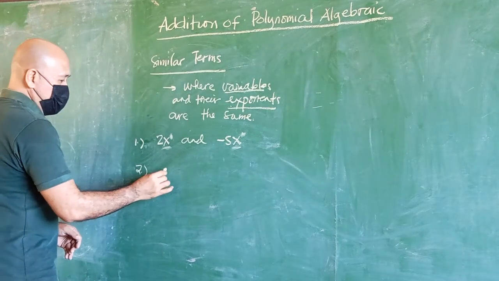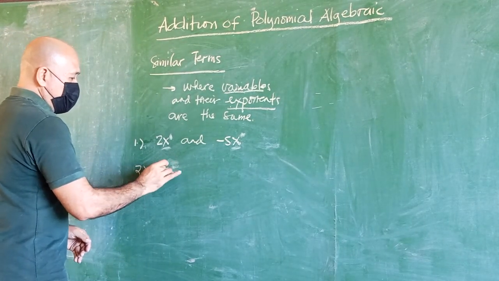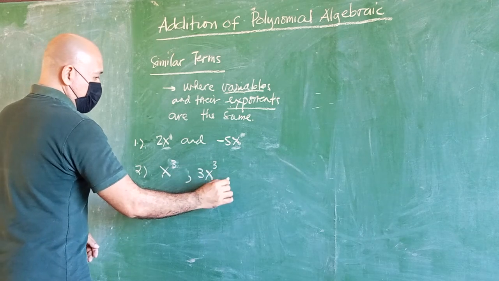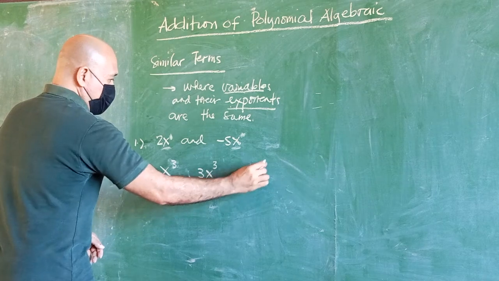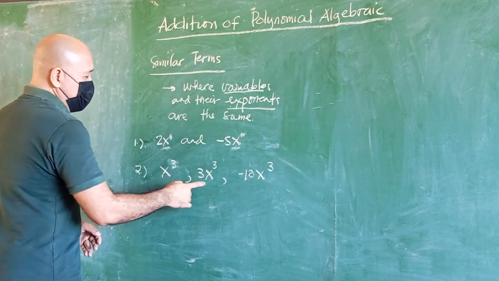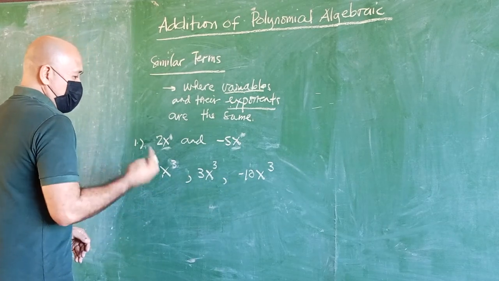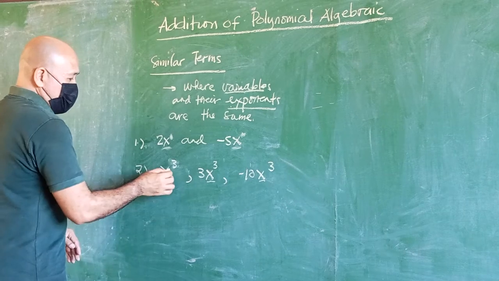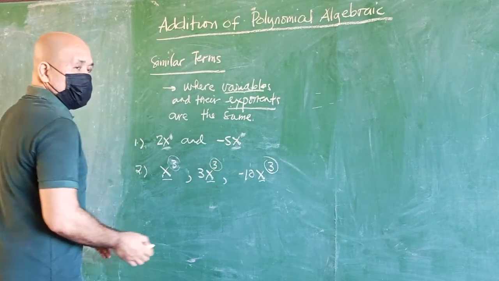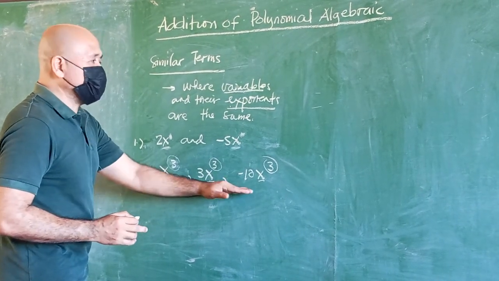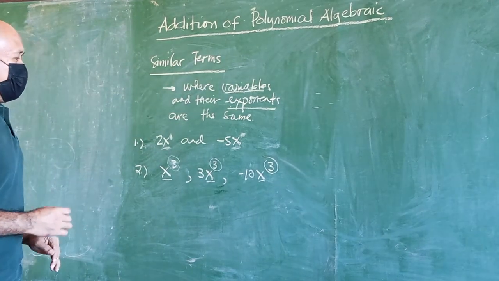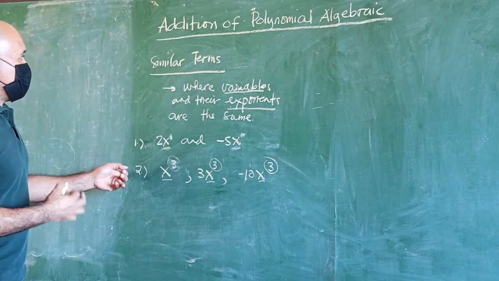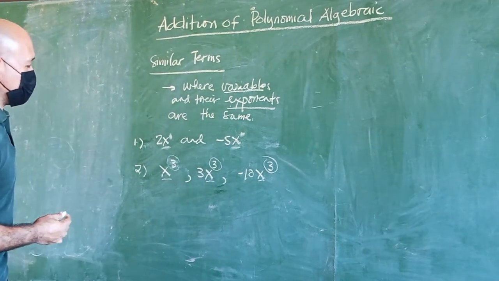Another one, you have x cubed, and 3x cubed, and perhaps another one, negative 10x cubed. Okay, so these three different algebraic expressions or polynomials, you call this also as similar terms because their variables are the same, and also the exponents in the variables are also the same. So we call these three different algebraic expressions similar terms. I hope these two examples will give you the idea and refresh your knowledge about how to illustrate similar terms in algebraic expressions.